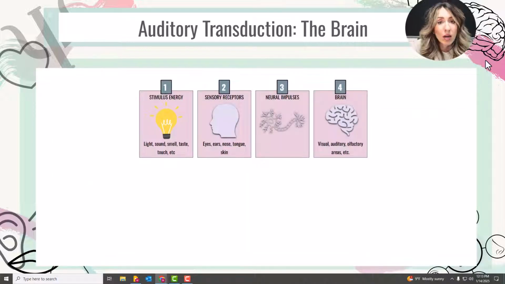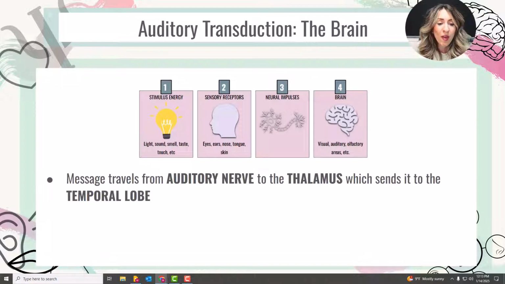Okay, so we've talked about the stimulus energy, which is sound waves, the receptors in the ear, changing to neural impulses in the cochlea, and now we're on the brain. So just remember that the auditory nerve takes it to the thalamus, which sends it to the temporal lobe.